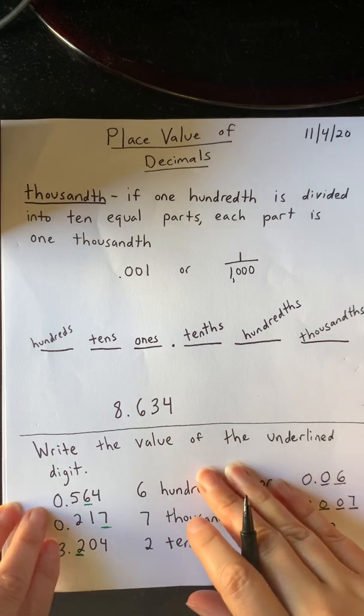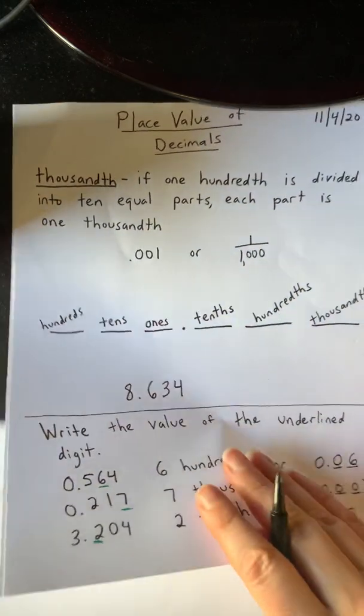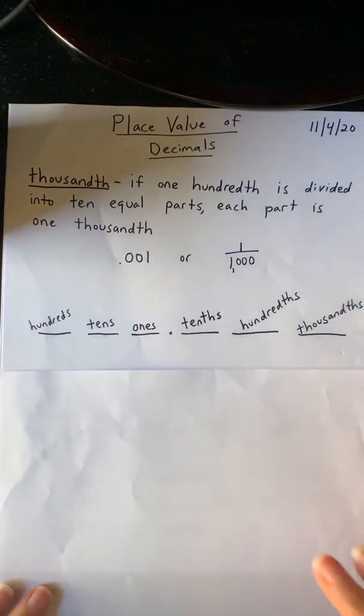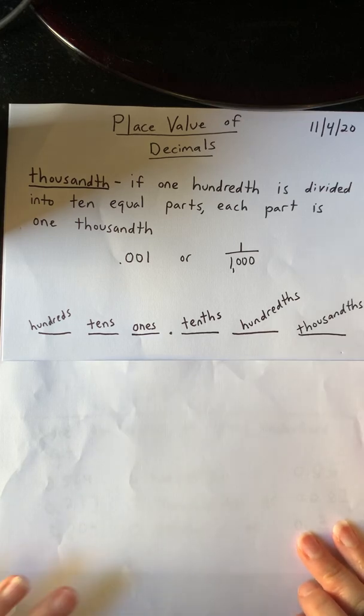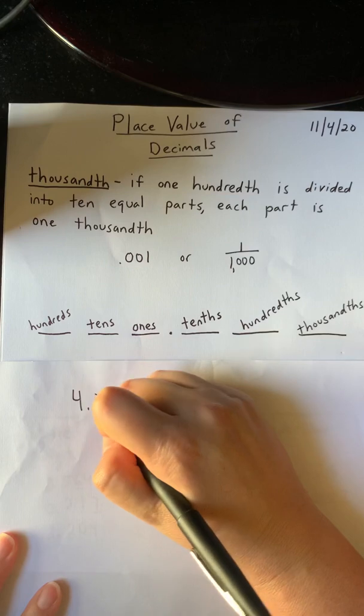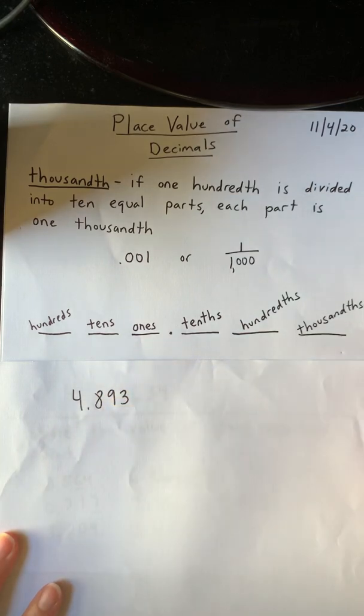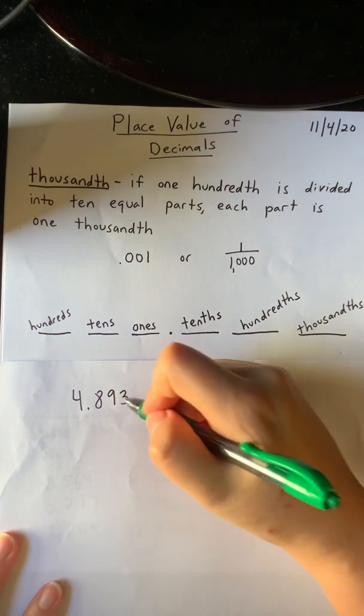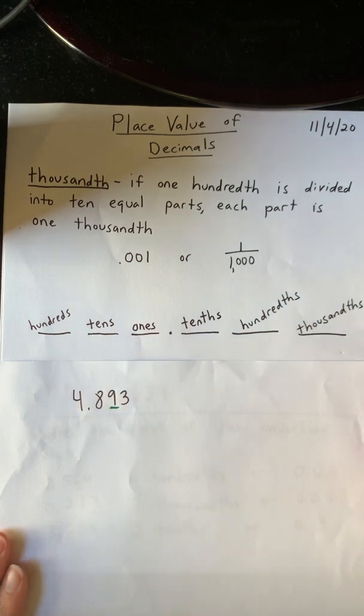All right, let's try just a couple more examples just to make sure we have this. So I'm going to go ahead and switch this up a little bit because I ran out of room. Let's try 4 decimal 893. And I'm going to underline the 9 this time.